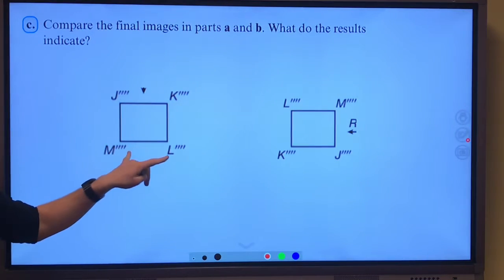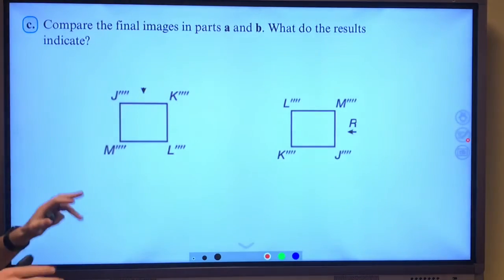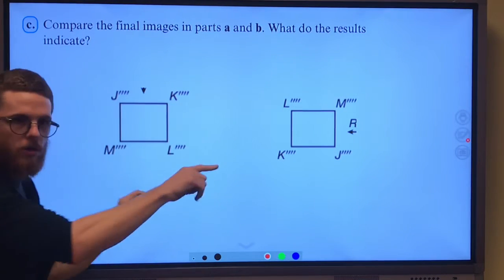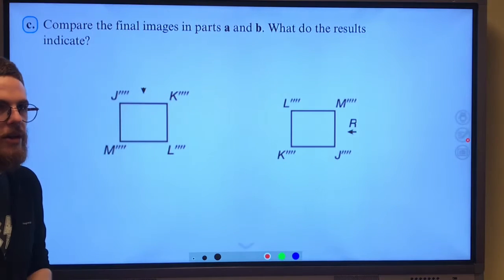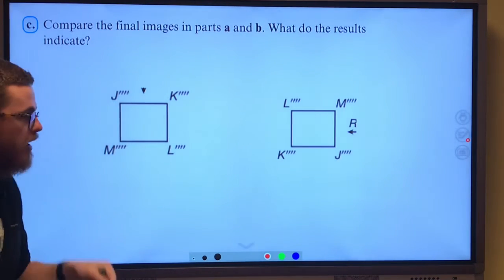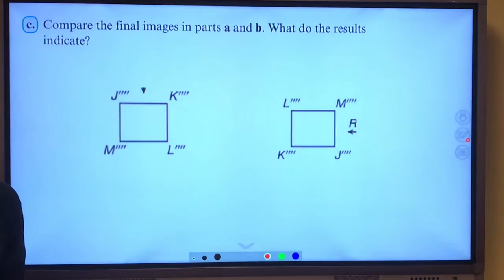Okay? These are still congruent to the original, but where our corners are, it's not exactly the same position, okay? It's the same shape, same size, but we get a different position. So the order does matter for a composition.